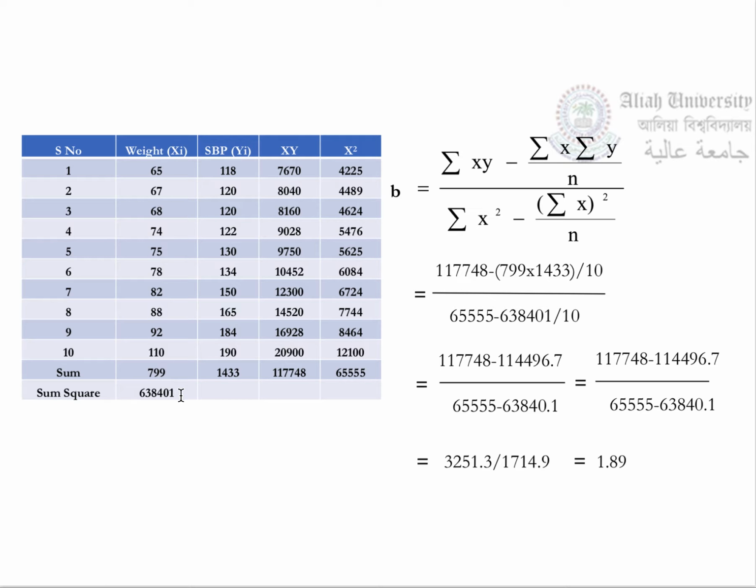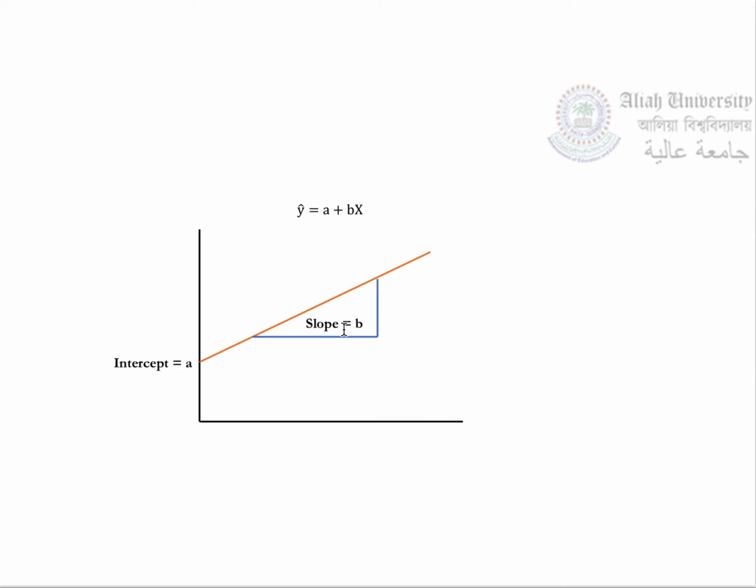Besides that, we'll be needing the mean values as well. So basically this is 799 and the total of 10 observations. So the mean for x will become 79.9 and the mean for y will become 143.3. So we just put it in the equation for the calculation of slope b, and here we find the value of b to be 1.89. So basically we are talking about a straight line. We calculated the slope and we got the intercept.